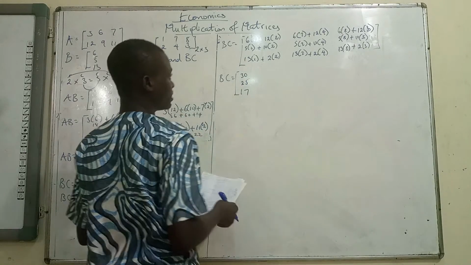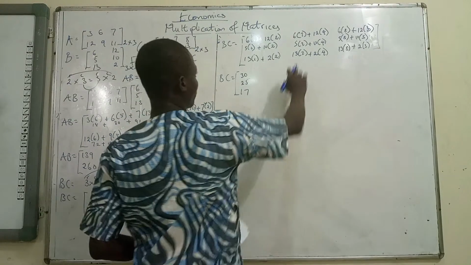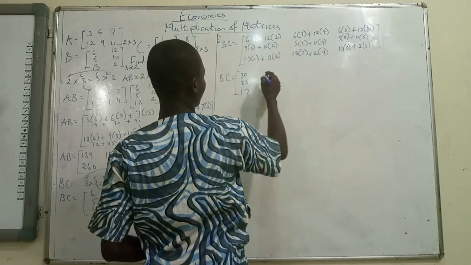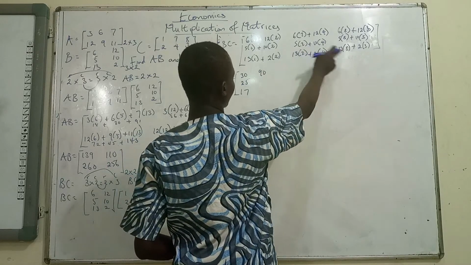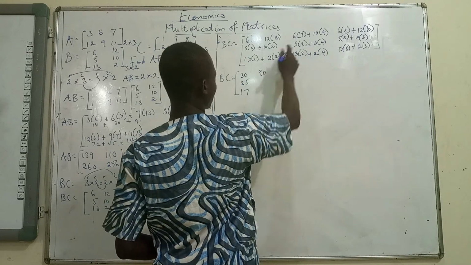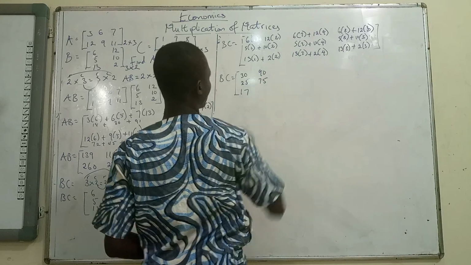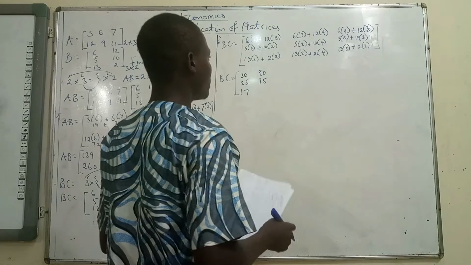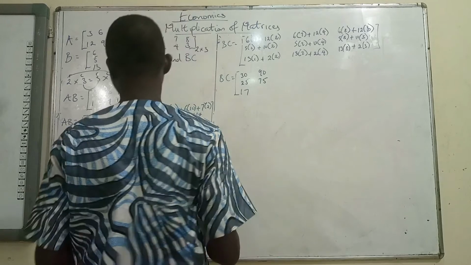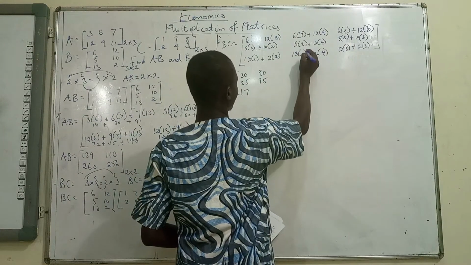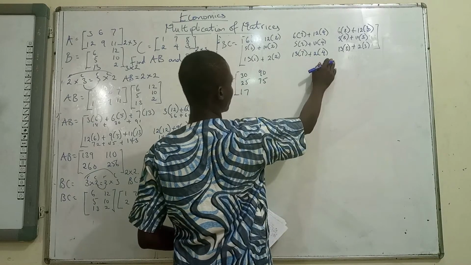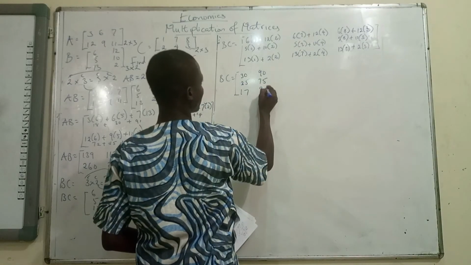Alright, so we have 6 times 7 is 42. Then 12 times 4 is 48. So 42 plus 48 is 90. 5 times 7 is 35. 10 times 4 is 40. So 40 plus 35 is 75. Now 13 times 7 is 91. 2 times 4 is 8. 91 plus 8 is 99.